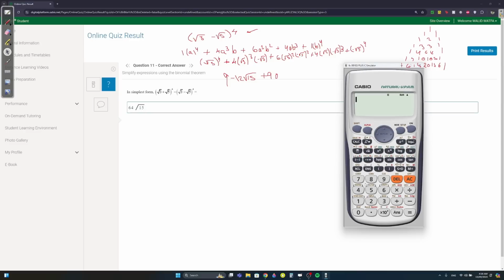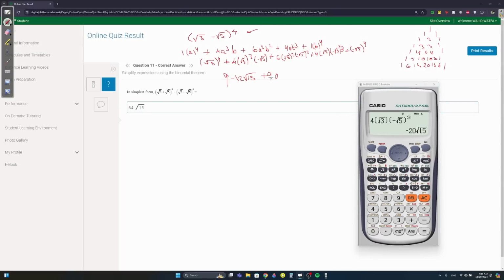Oh no, it won't. 4 radical 3, just skip to the part where I actually have it in, if you don't want to see all of this typing in the calculator. Minus 20 radical 15. Yeah. Okay, last one, it's minus radical 5 to the power of 4. It's 25.